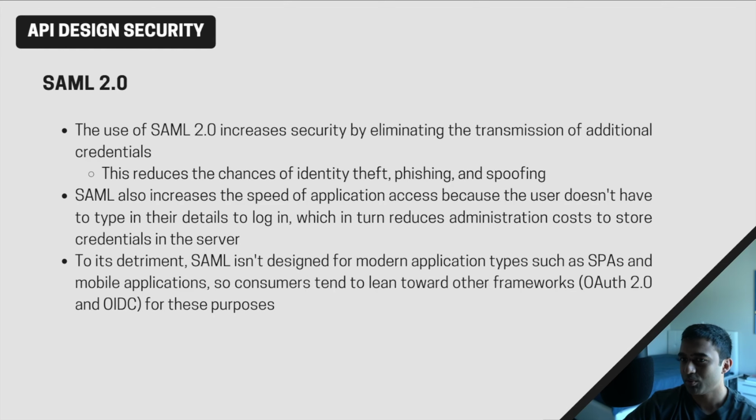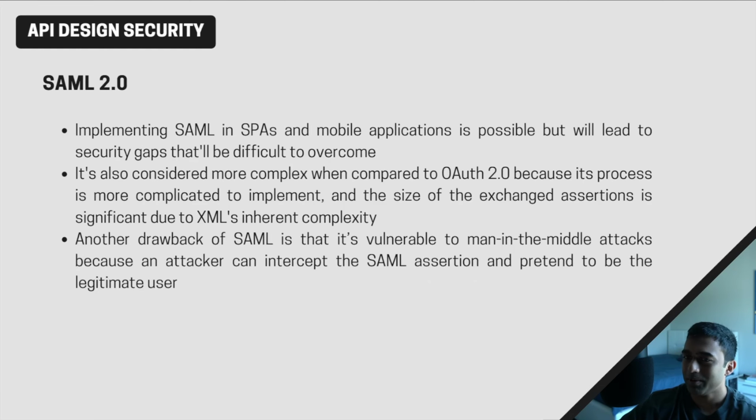So, the use of SAML 2.0 increases security by eliminating the transmission of additional credentials. This reduces the chances of identity theft, phishing, and spoofing. SAML also increases the speed of application access because the user doesn't have to type in their details to log in, which in turn reduces administration costs to store credentials in the server. To its detriment, SAML isn't designed for modern application types such as SPAs and modern applications, so consumers tend to lean towards other frameworks such as OAuth 2.0 and OpenID Connect for these purposes. Implementing SAML in SPAs and mobile applications is possible, but will lead to security gaps that'll be difficult to overcome.